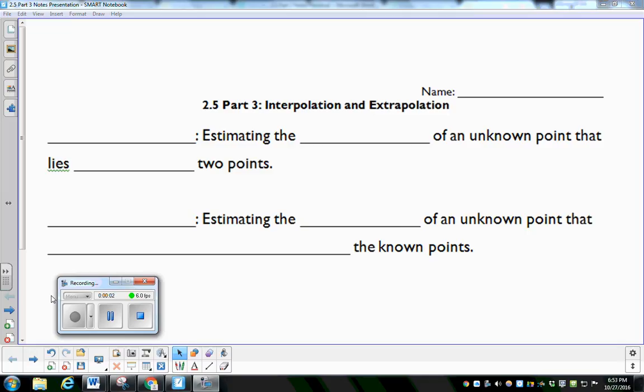These are the notes for section 2.5 part 3. These are the last notes for section 2.5. And I'm recording them during parent-teacher conferences. So if I have to pause, I'll just let you guys know and I'll pause really quick.